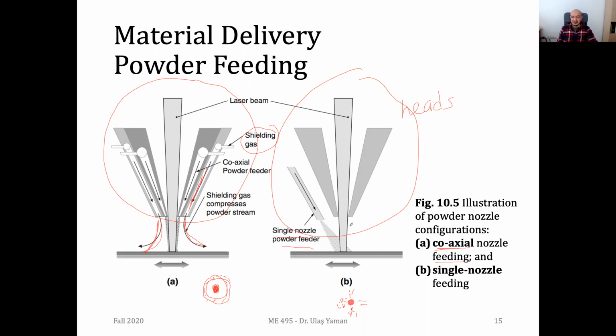But in the single powder feeding system, with the help of their kinetic energies, they will be spread around the table. But in the coaxial one, it's quite difficult. Again, we will have some amount of powder spread, but not as much as in the second case.